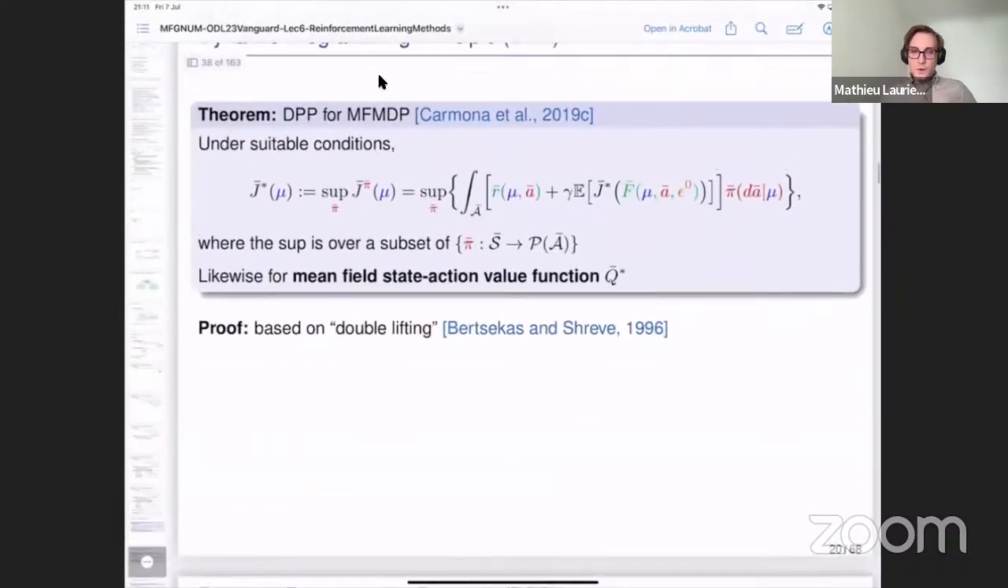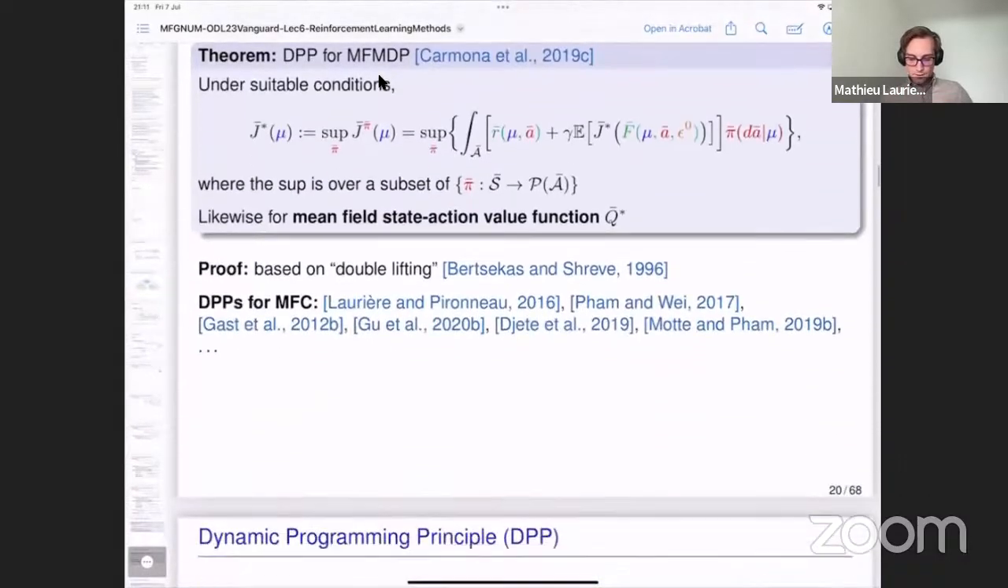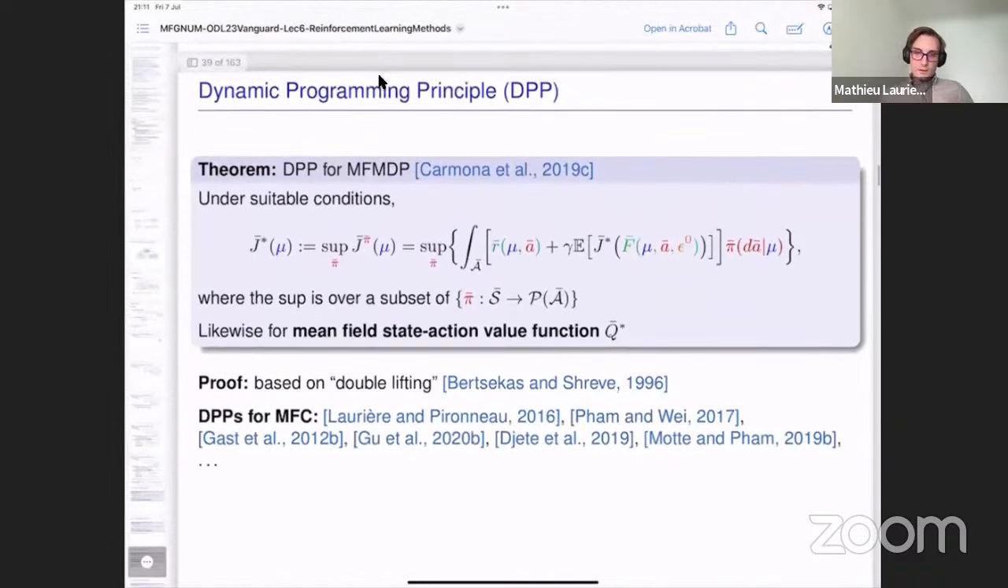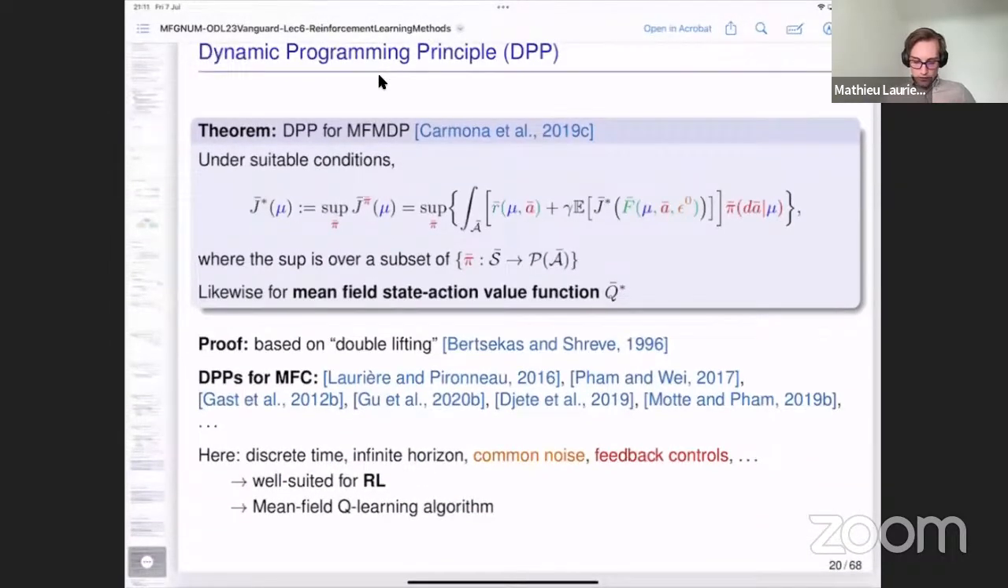The proof, I'm not going to describe it, but it's based on results of Bertsekas and Shreve. So they have a book on Markov decision processes or optimal control in discrete time. And there are, as I already mentioned before, several results on dynamic programming for mean-field control, including in a very similar setting by Gu et al. and Singh and co-authors. In their case, they didn't have common noise. So I think that's one difference with what I'm presenting here.